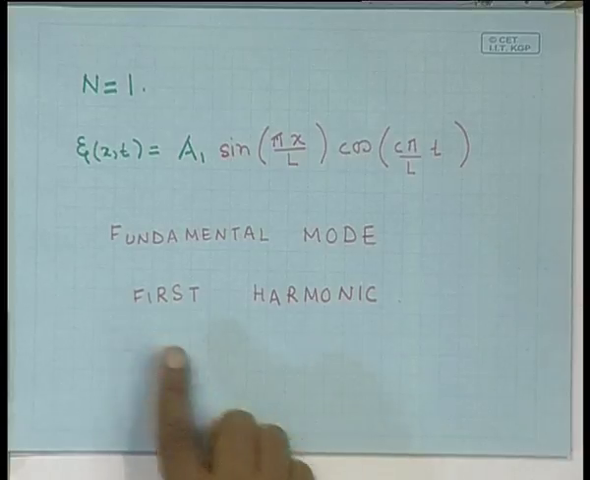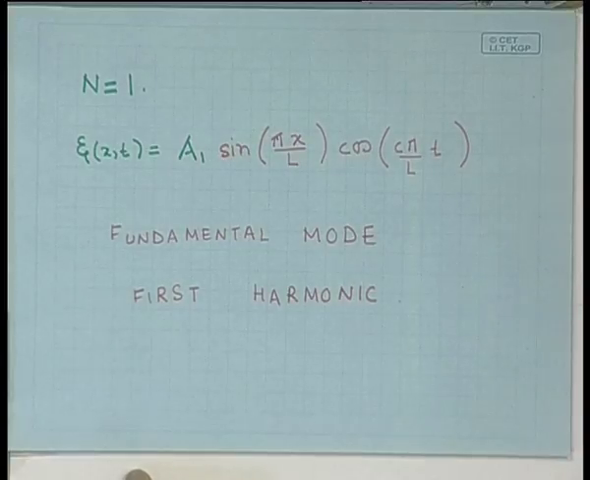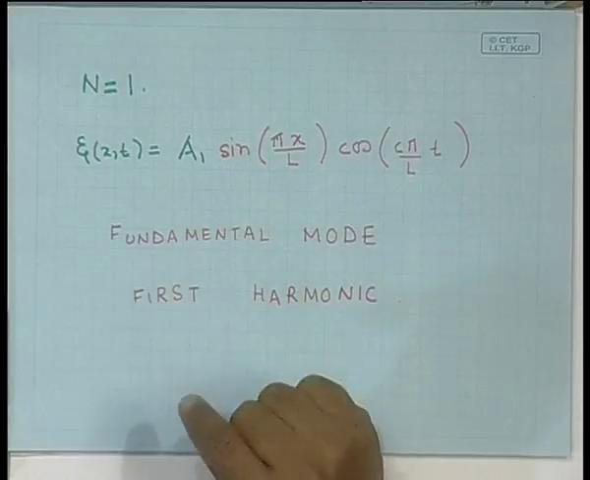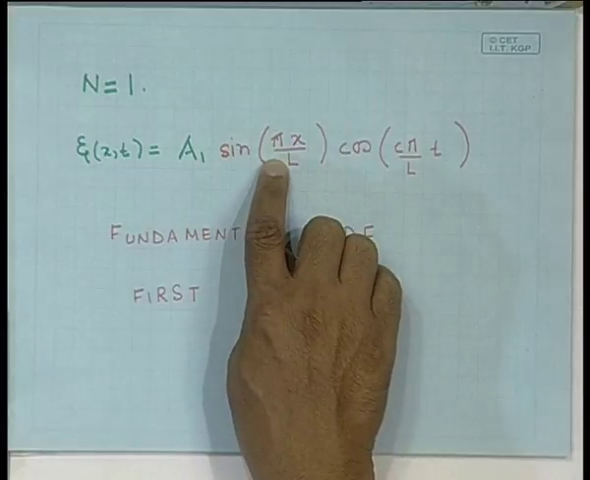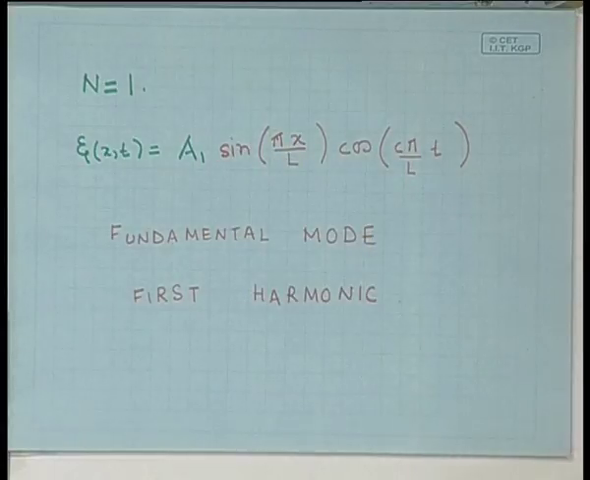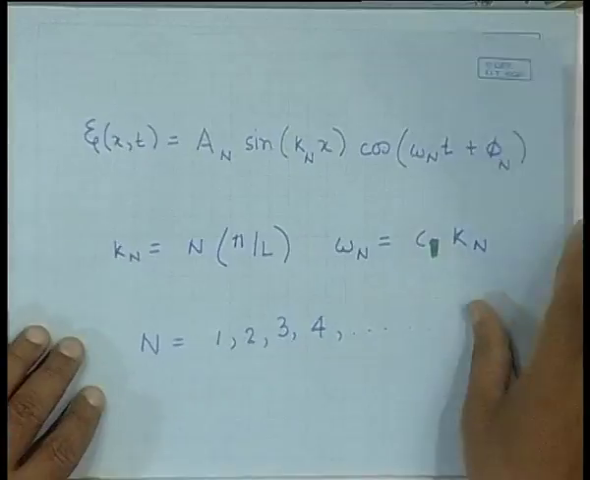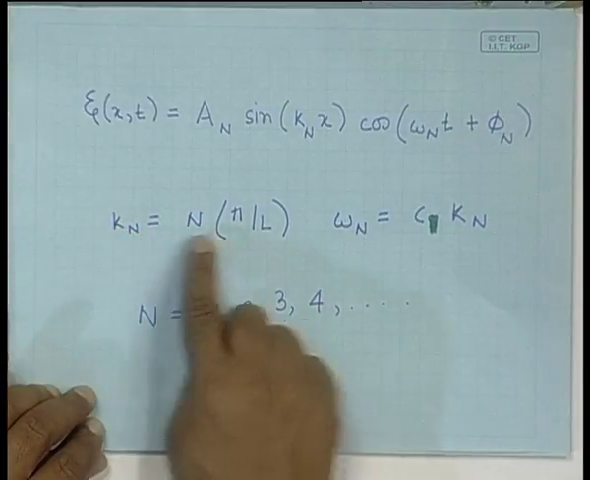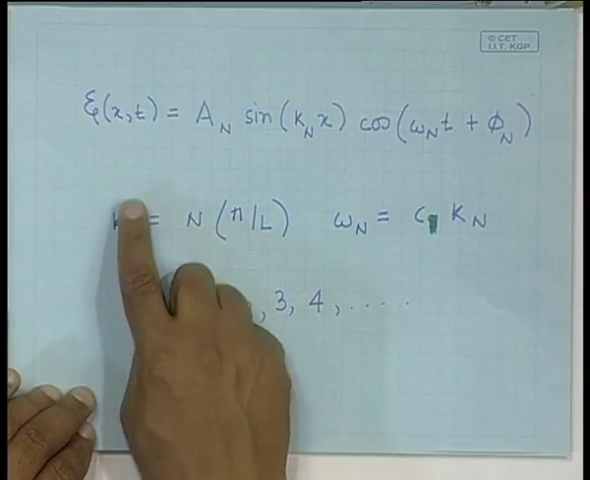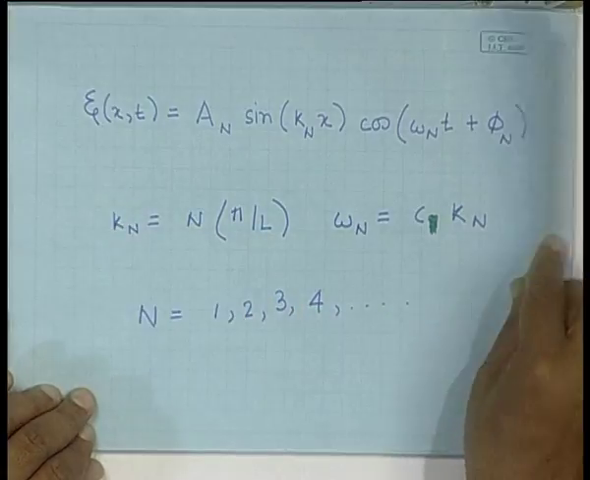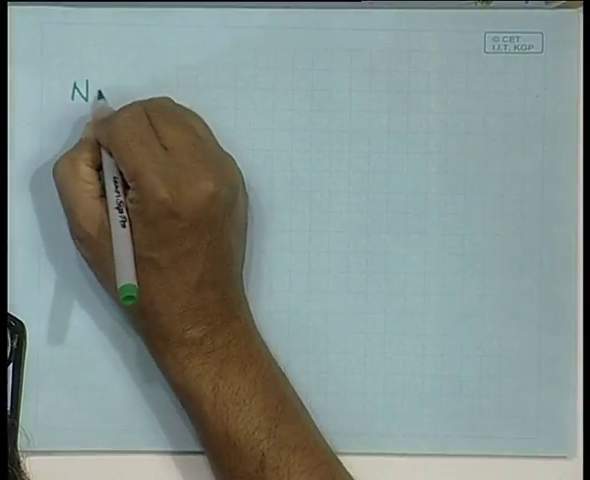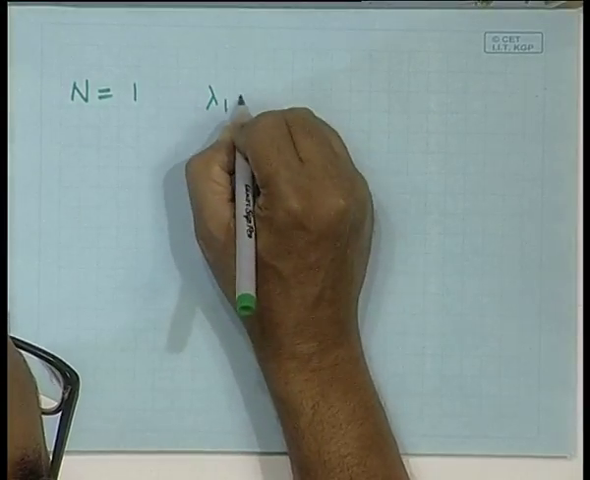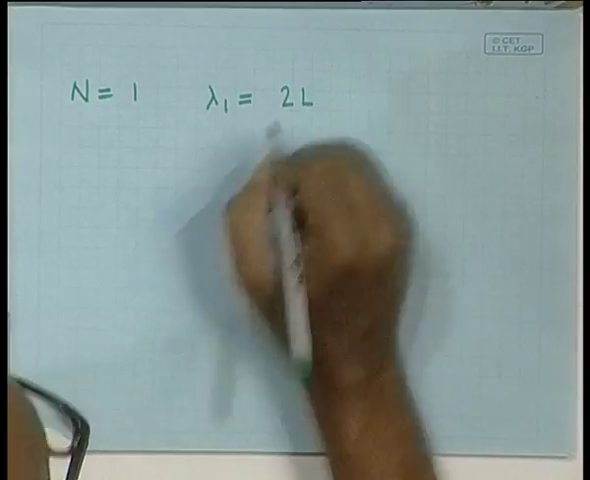Let us also ask the question, what is the frequency, what is the wavelength of this disturbance in the string. So, you can look at this, for n equal to 1, k has a value pi by L, and 2 pi by k gives us the wavelength. So, what you see is that for n equal to 1, you have a wavelength lambda 1, which is 2L.